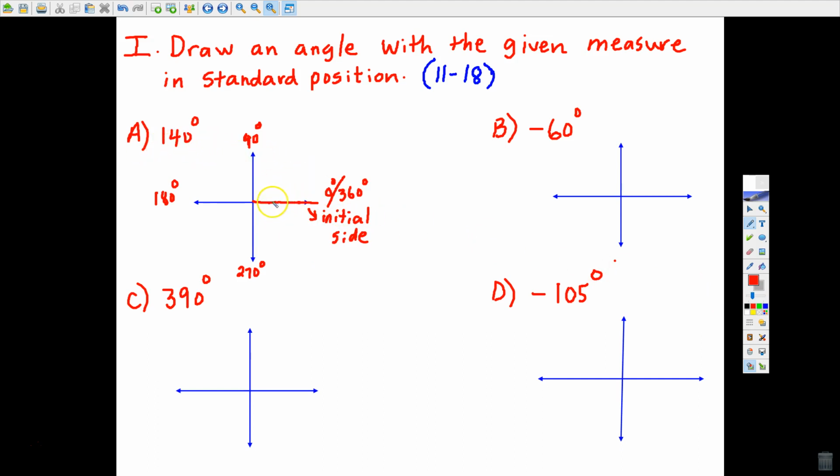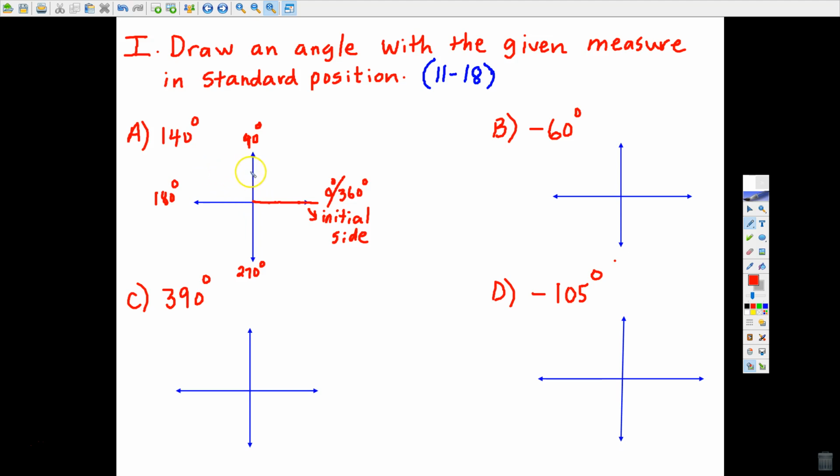Well, again, I start here on the initial side, and I'm going to travel in the positive direction, which is counterclockwise. I'm going to go to 90, and then 140 is basically in between, of course, 90 and 180. If I did 135 degrees, that would be exactly halfway between.